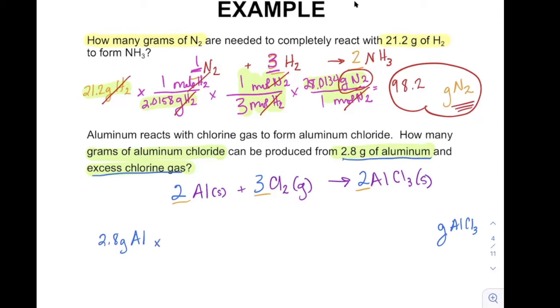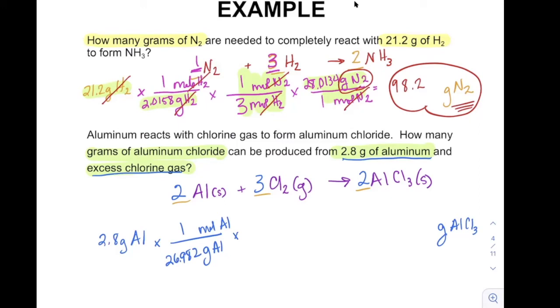And so if we have grams of aluminum, we're going to take that to moles using the molar mass. We're going to put grams of aluminum on the bottom and moles of aluminum on the top. And we know that the molar mass from the periodic table is 26.982 grams of aluminum for 1 mole of aluminum. Now the grams of aluminum cancel, and we have moles of aluminum on the top.